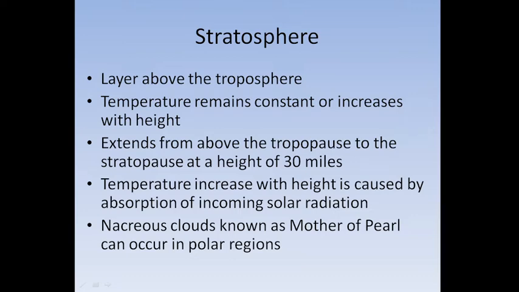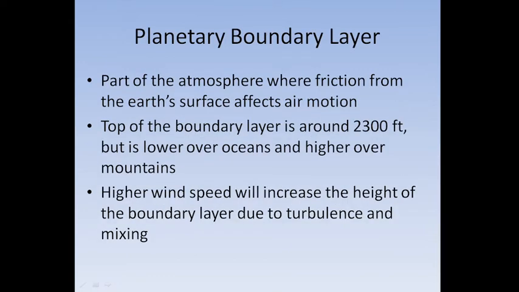So that's that lower thickness of the atmosphere in the polar regions. So you can see those nacreous clouds. It's a stable cloud. There's really not much to those. No weather occurs out of those clouds anyway.